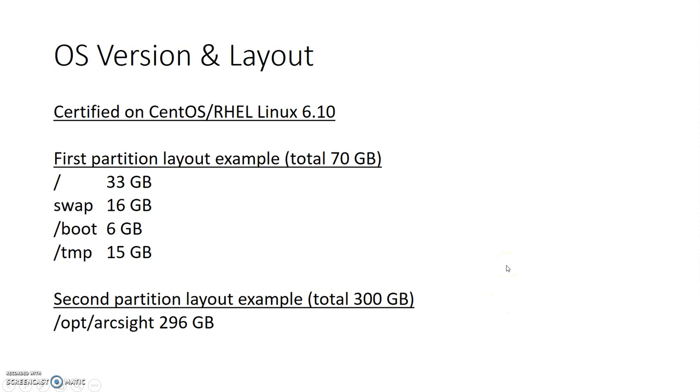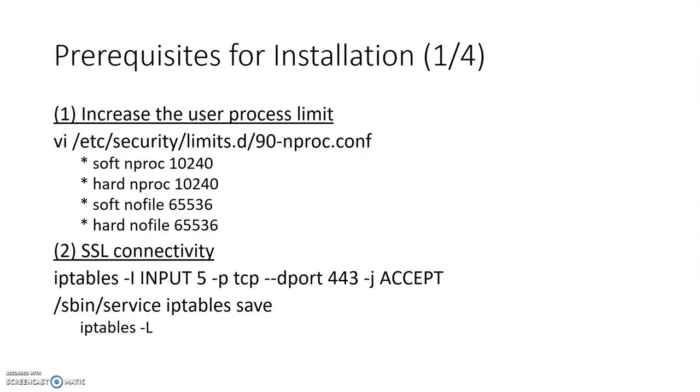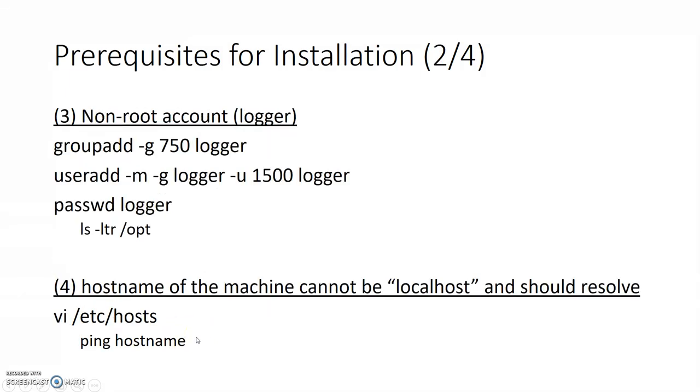So let's move forward. These are the prerequisites for the installation. We'll come across all of this in the next video where I make the actual hands-on. So we need to increase the user process limit. This is the file where we need to add this part. We need to make sure we have the SSL connectivity, so we need to edit the IP tables and add this. We need to add a non-root account. We can choose whatever the account name. We can make it Logger, we can make it ArcSight, anything.